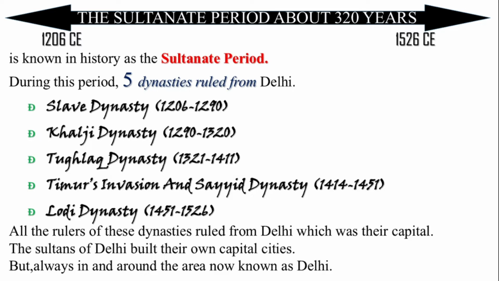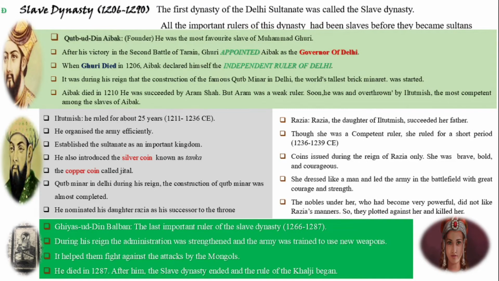The major dynasties are the following: the Slave dynasty, Khalji dynasty, Tughlaq dynasty, Timur's invasion, and the Sayyid dynasty and Lodi dynasty. These are the major dynasties. All the rulers of these dynasties ruled from Delhi, which was their capital. The Sultans of Delhi built their own capital cities, but always in and around the area now also known as Delhi.